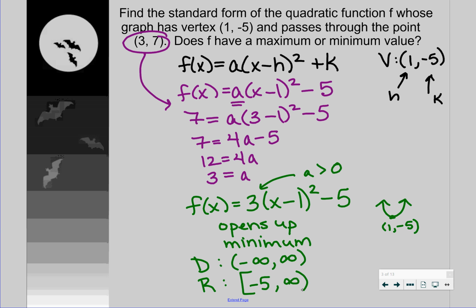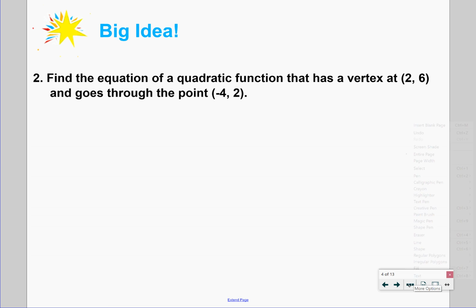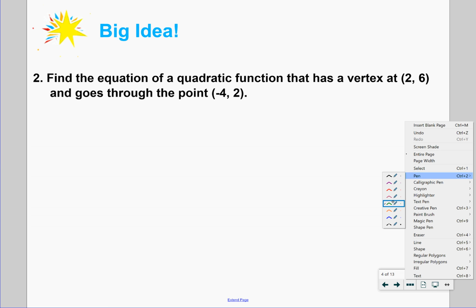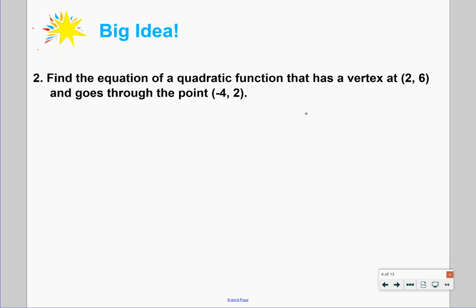All right, I want you guys to try the one on your paper now. Big ideas. Number 2. So I want you to find the equation. I also want you to tell me which way it opens, min or max, domain, and range. Let's get all of those things up there. All right, I'll give you a couple minutes.